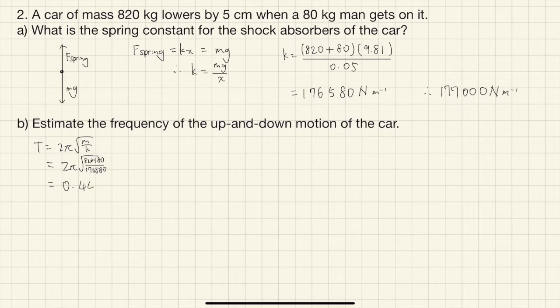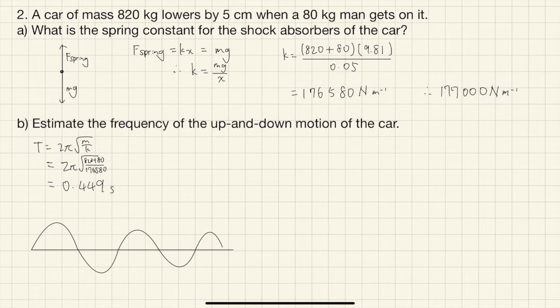Because we know that f is equal to 1 over T, we will have to start by finding T and then solve for f. Notice that the mass of the system is not only the mass of the car, but also the mass of the man as well. So it's important that we don't forget to sum up the masses to use here. By inserting the numbers, we know that T is 0.449 seconds.